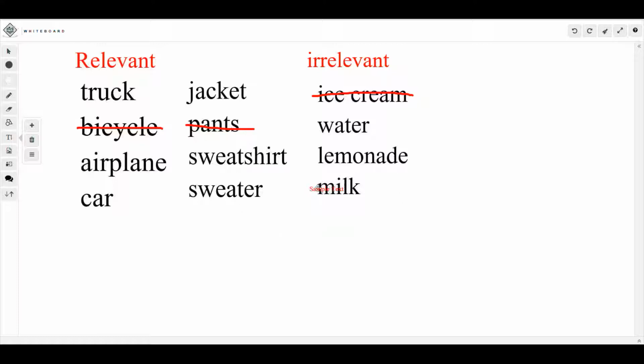And the same thing here. I don't know why that's there. So these three are relevant to one another because they have something in common. This is irrelevant to the rest of these because it has nothing in common with that, right? It's an unrelated word. That's exactly right.